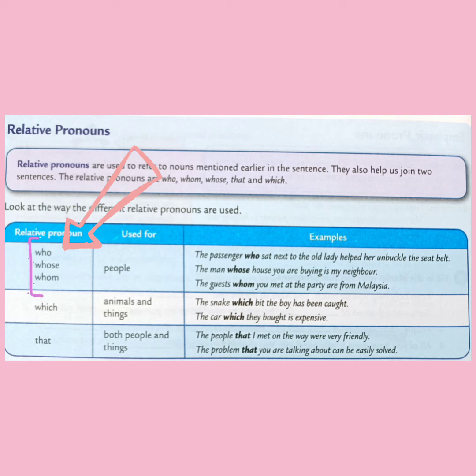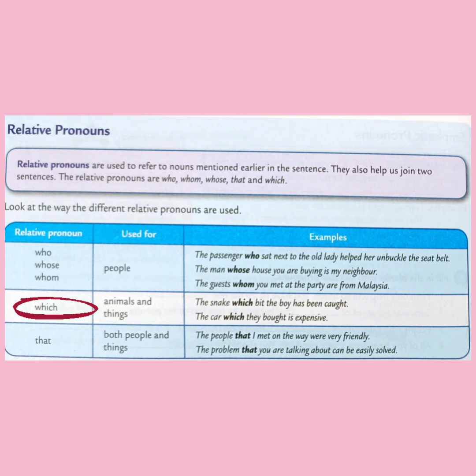Who, whose, and whom are used for people. For example, the passenger who sat next to the old lady helped her unbuckle the seat belt. Here, the relative pronoun who is used for the person, that is, the passenger.